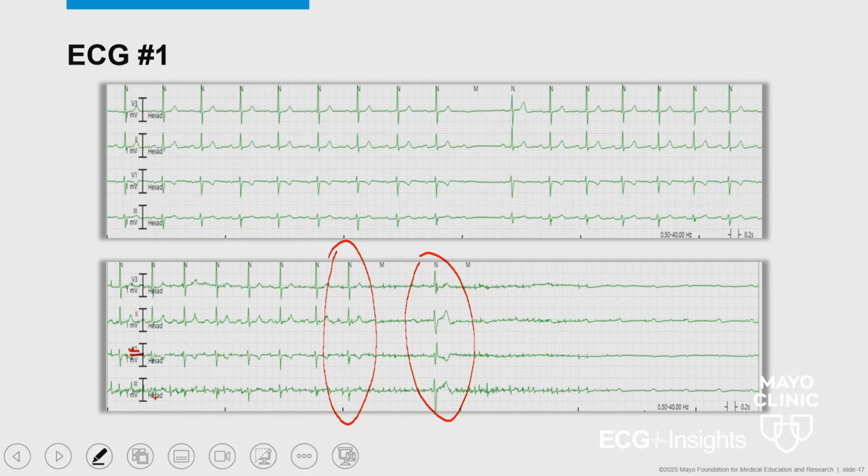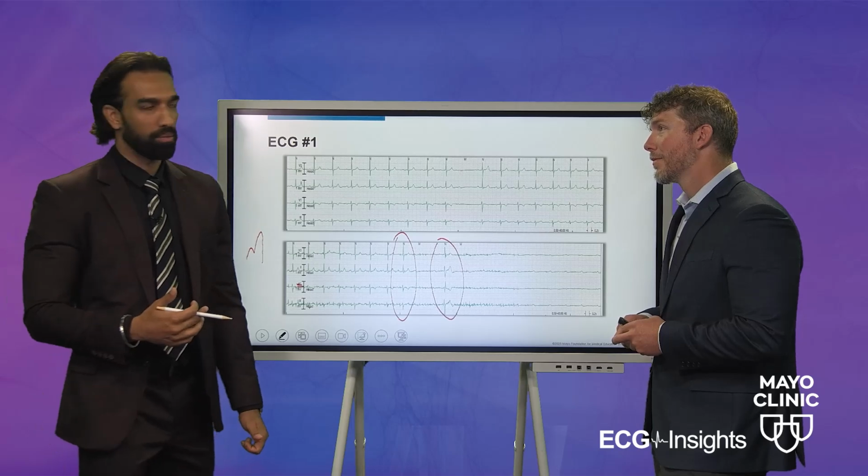V1 looks a little different. It's got this rabbit tail pattern, right? It's got that RS, R prime pattern. We see that as not normal activation, because if you remember, I said V1 should be mostly negative like that. It's a little wider, it's a little different morphology. That's a right bundle branch block pattern.